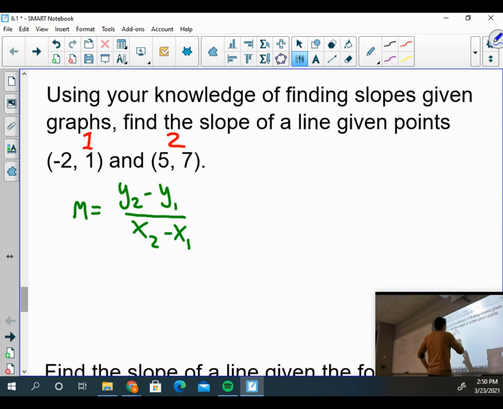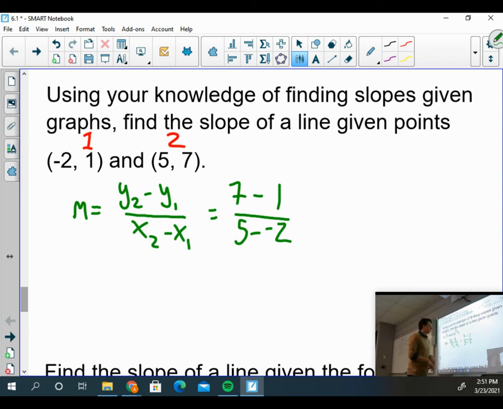So what is my y2 value? Well, my y2 value in this case is 7. My y1 is 1. My x2 is 5. And my x1 is negative 2. Now notice, no matter what, I put subtraction signs in the middle. Those subtraction signs are part of finding the slope. That's how we find the change in the variables.